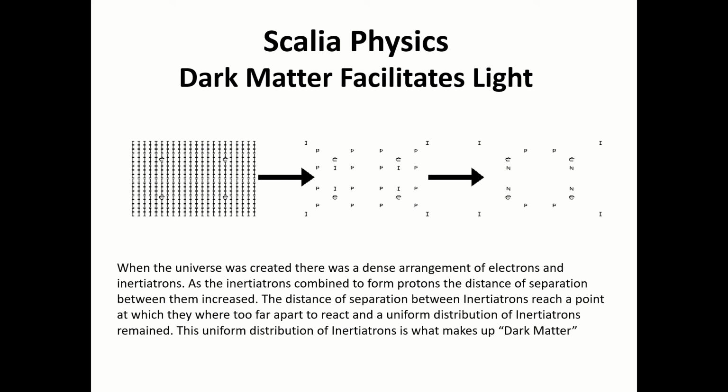So basically, when the universe was first created, there was a uniform distribution of inertiatrons and electrons, and as the inertiatrons combined to form particles, the distance of separation between the particles increased because there are fewer particles in the same amount of space. So at some point, the inertiatrons reached a distance of separation where they could no longer react with each other. And this is what dark matter is. Dark matter is a uniform distribution of inertiatrons throughout the universe that are far enough apart where they cannot react with each other readily.